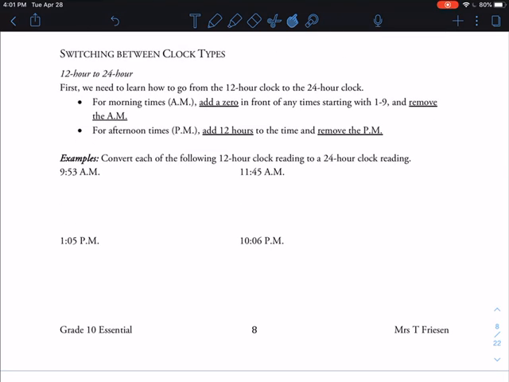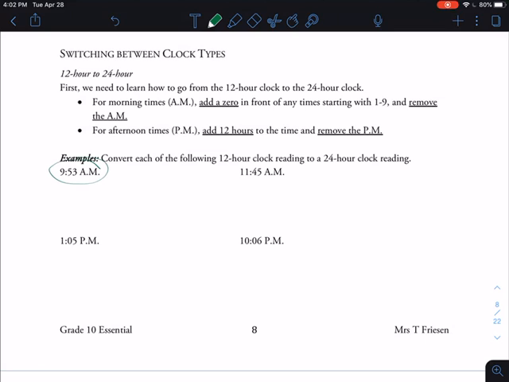Okay, so switching between the two types. If we want to go from the 12-hour clock to the 24-hour clock, we have two options for morning times and for afternoon times. For morning times, all we're going to do is add a 0 in front of a time that starts with 1 to 9 and then remove AM. Okay, so let's do an example of that.